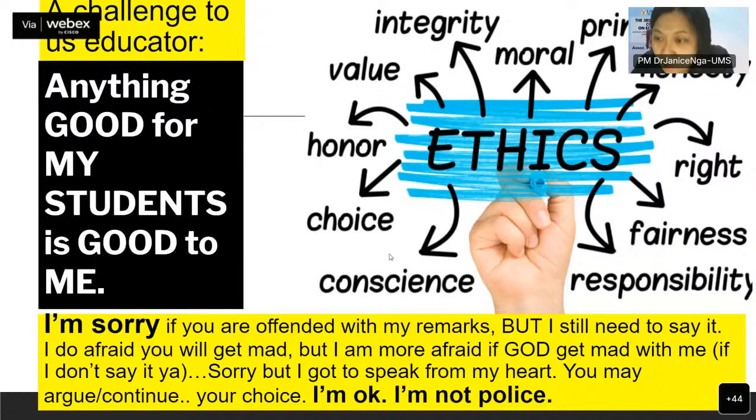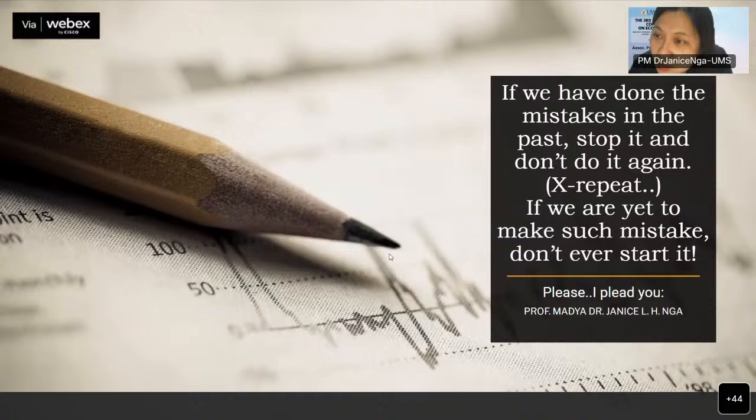Okay? So these are things that I would like to say to the supervisor. So if we have made a mistake in the past, you should stop it and don't do it again. So if your supervisor has done it in the past, maybe in another paper, you tell him, tell her to stop doing that, okay? If your supervisor is yet to make such a mistake, don't let them start it, okay? Don't let them fall into that sin, okay? So please, I plead to you, right? Any questions on this?